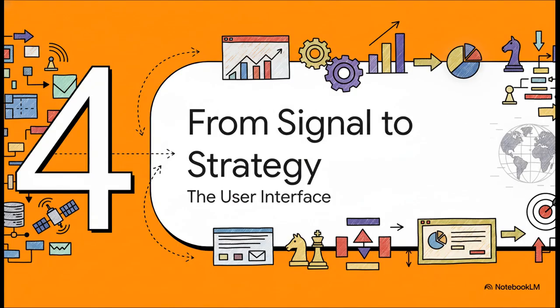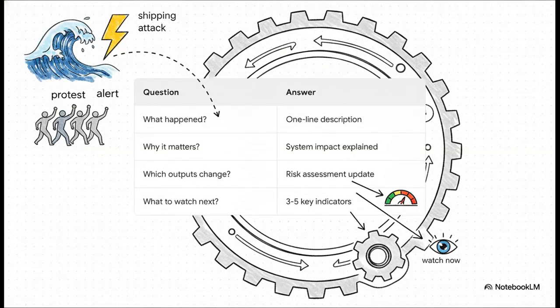Okay, now for the real payoff. How do we take all this amazing data and turn it into something genuinely useful for the people who have to make the big decisions? This is where the user interface comes in, translating raw intelligence into actionable strategy. So, when a big event happens, a major strike, a huge protest, an attack on a ship, it triggers an alert. But instead of just a frantic headline, the event gets processed through this structured template. It forces the analyst to immediately answer, what just happened? Why does it matter to the system? How does this change our risk assessment? And what specific signals do we need to be watching like a hawk right now?